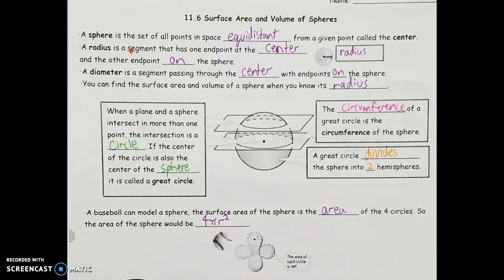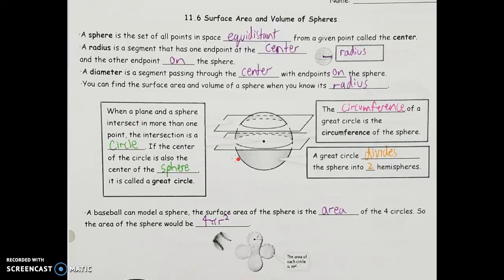Radius, just like we have radii for circles, is going to be a segment that has one endpoint at the center and the other endpoint on the sphere. So it looks similar to when we're doing a radius just for a circle. Diameter is a segment that passes through the center with endpoints on the sphere. So same idea as when we had diameter for a circle. It should just go from one point of the sphere to the other, going through the center. And we can find surface area and volume of a sphere as long as I just know one part, just need to know the radius, kind of like when we were just dealing with circles.